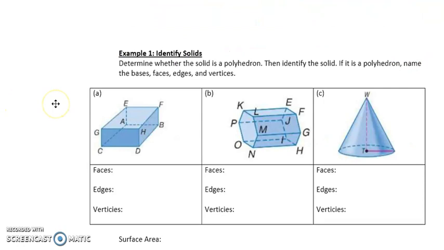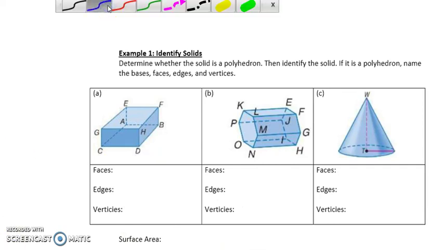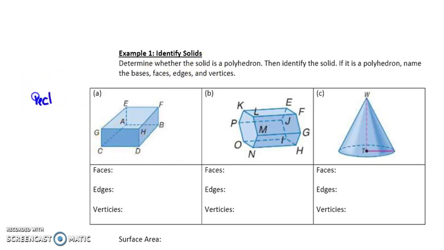All right, so we're going to go ahead and identify whether the solid is a polyhedron, and we're going to take a look at faces, vertices, and edges of our figures. So this first one has a base of a rectangle, so it is a rectangular prism.